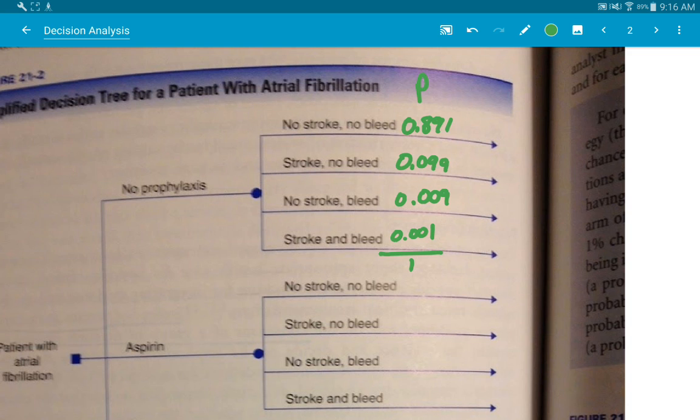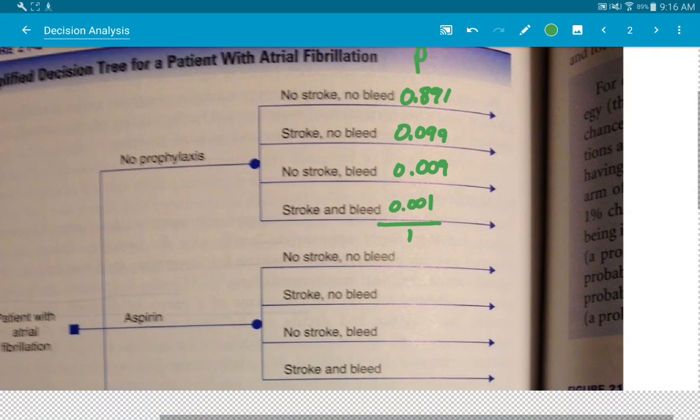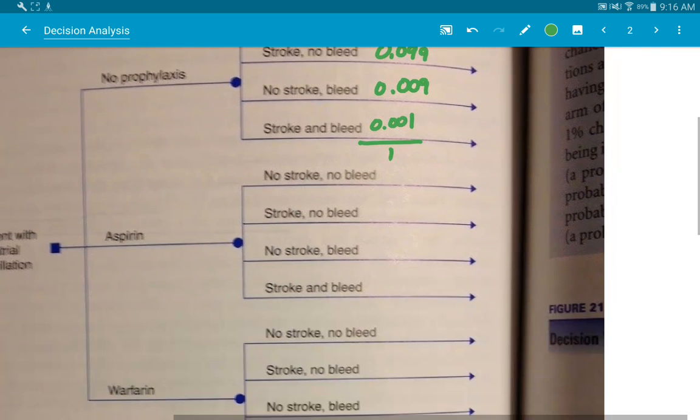And we can do this actually for all of the options. Let's go ahead and do that actually. I'm going to walk through and I'll give you some more. So for the aspirin, what does it come up to? Let's see, 0.915 it looks like. How do I have to squeeze it in here? 0.915. And then 0.064. No stroke, bleed is 0.02.